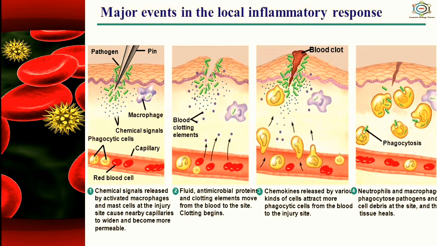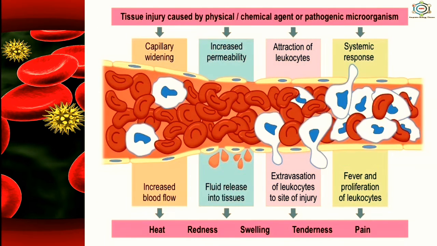So the major events in the local inflammatory response are: first, the chemical signals released by the activated macrophages and the mast cells at the injury site cause nearby capillaries to widen and become more permeable. Then fluid, antimicrobial proteins and the clotting elements move from the blood to the site, and clotting begins. Then chemokines released by various kinds of cells attract more phagocytic cells from the blood to the injury site. And the last is neutrophils and macrophages phagocytose pathogens, and cells divide at the site and the tissue heals. So these are the major events in the local inflammatory response.